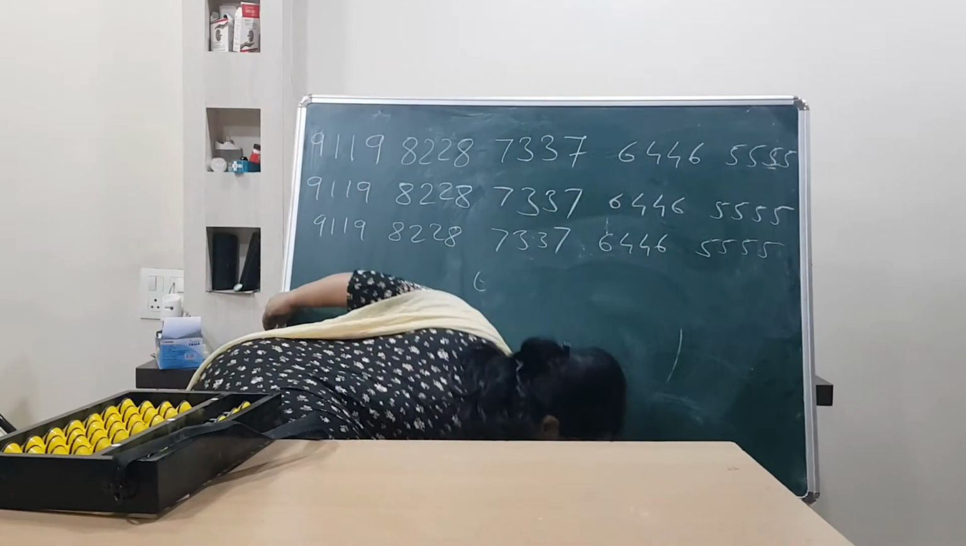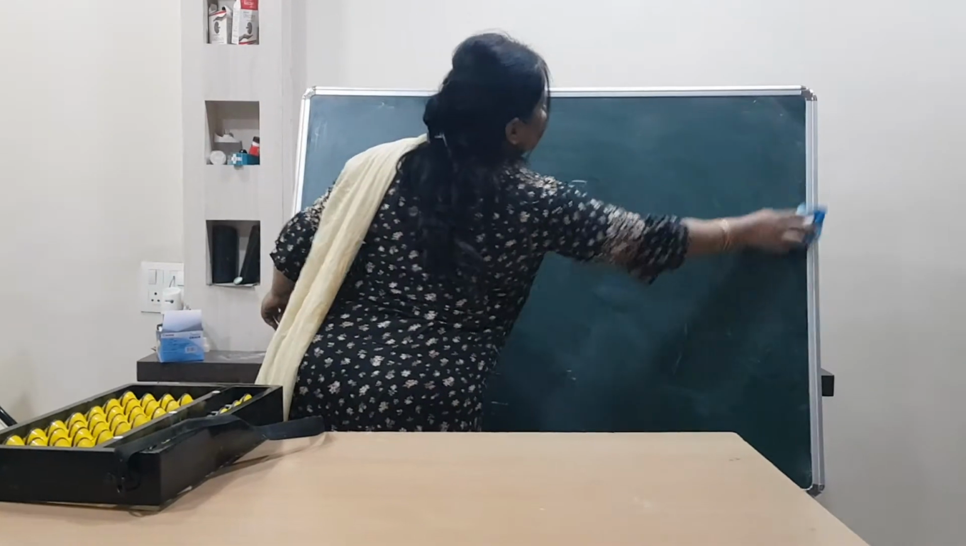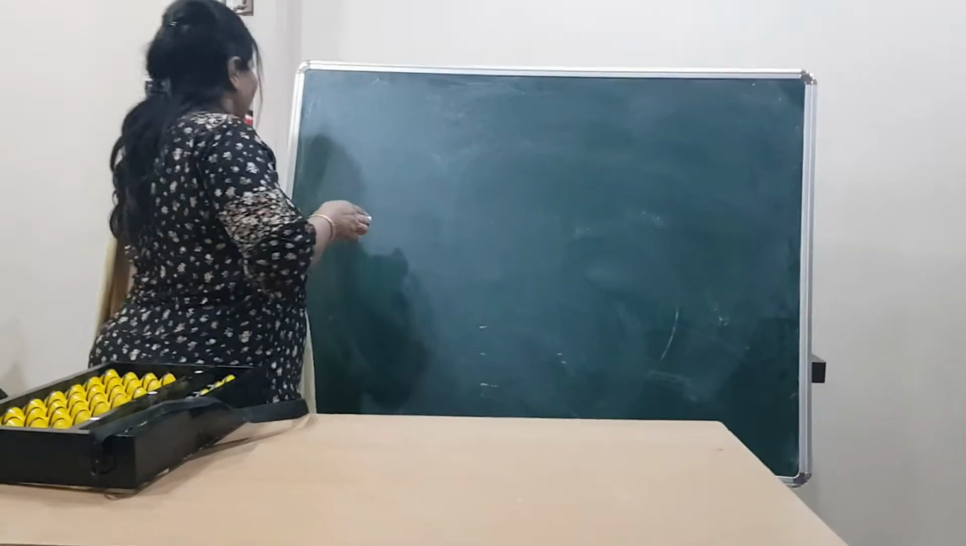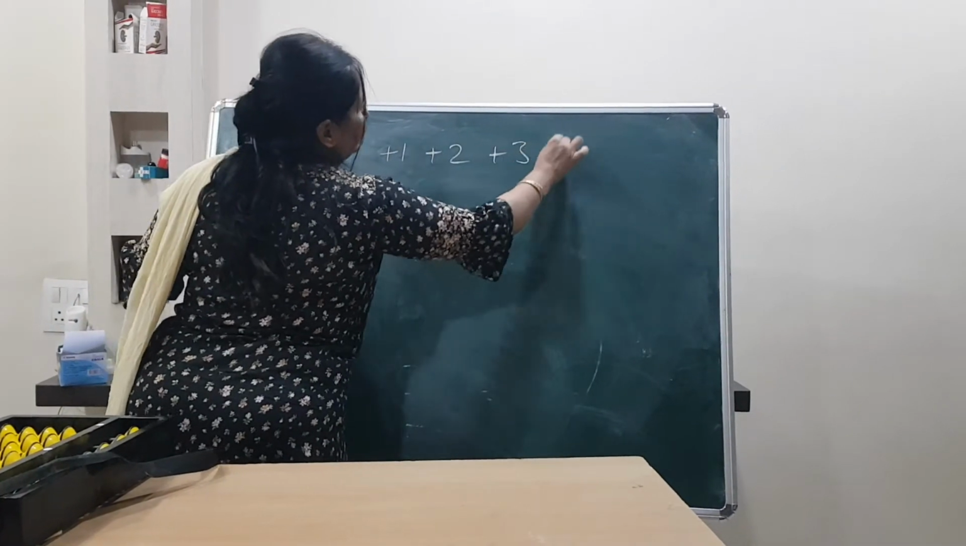Now again we'll come back to the whole of what we previously learned: 1 2 3 4, the whole plus 1, plus 2, plus 3 and plus 4.